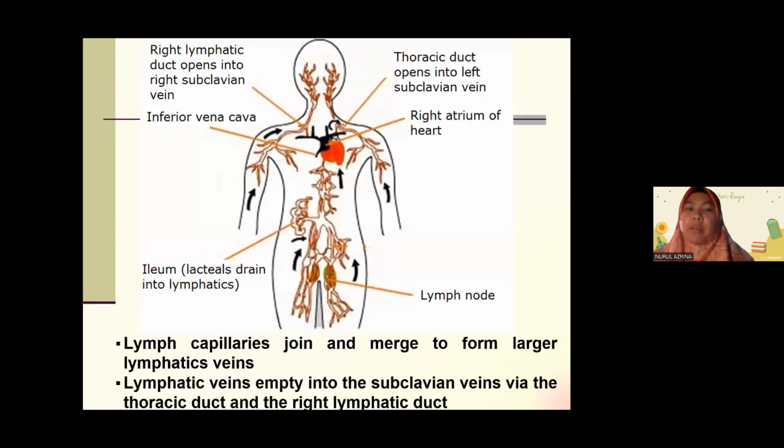Okay, all right. So you can see that from the lymph vessel, the lymph fluid will travel to the thoracic duct and drain back into the blood circulatory system via the subclavian vein. From this picture, lymph capillaries join and merge to form larger lymphatic veins. The lymphatic veins empty the lymph into the subclavian vein via the thoracic duct and the lymphatic duct. So you can see the fluid will travel to the right lymphatic duct and to the thoracic duct, where the lymph fluid will be emptied back into the blood circulatory system via the subclavian vein near the shoulder, the right subclavian and also the left subclavian vein.